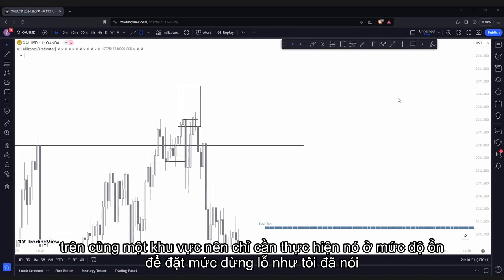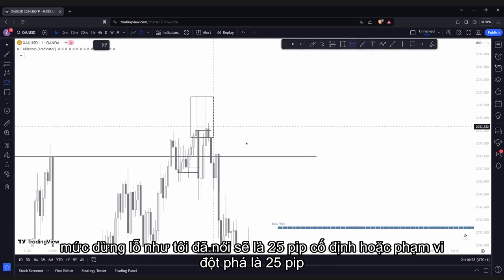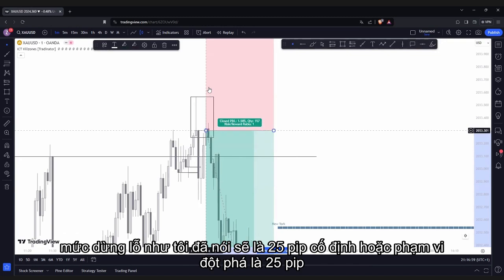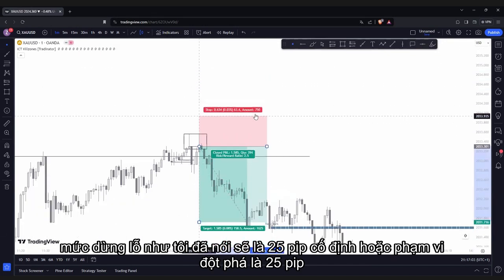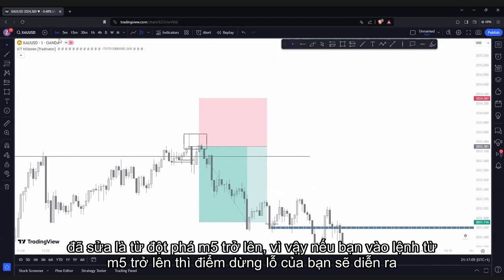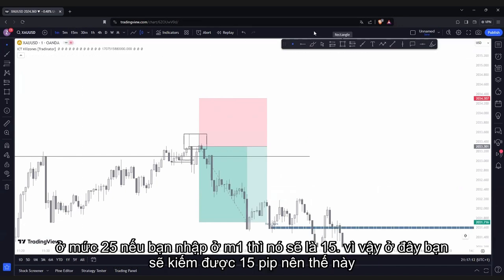The stop loss, as I said, is going to be either 25 pips fixed or the breakout range. 25 pips fixed is from M5 breakout and above. So if you enter on M5 and above, your stop loss is going to be at 25.